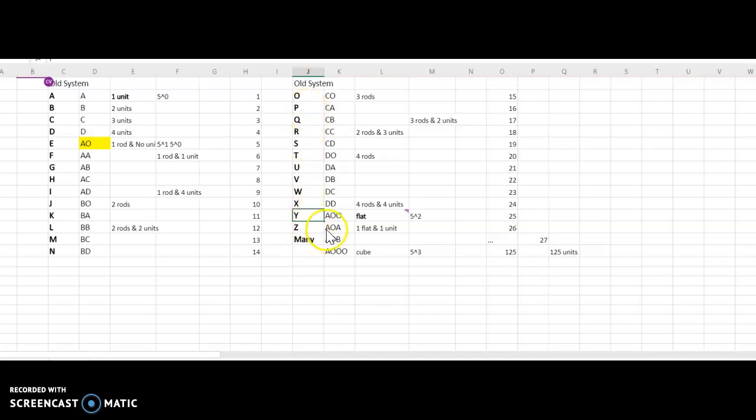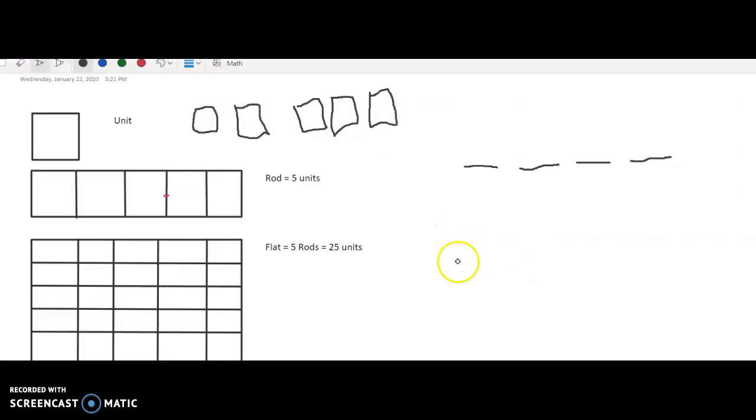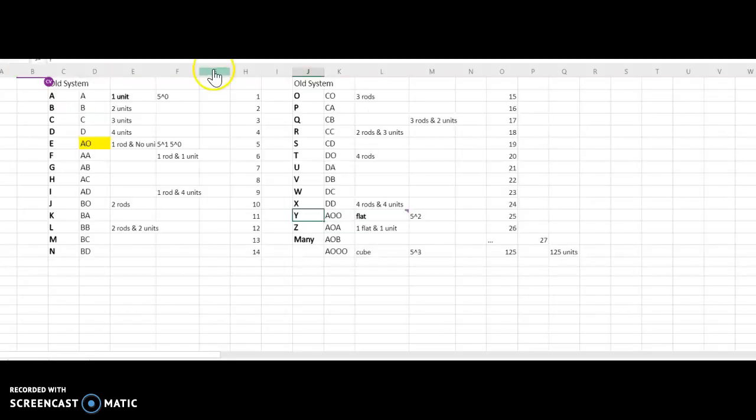until we get to the largest that you knew before, which was Z. For our new number system, that is not the largest that we have. We have things beyond many. And for our system, it would be AOA. Flat, nothing, and a unit.